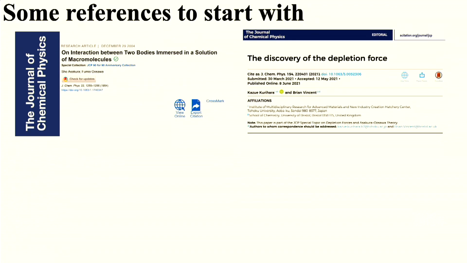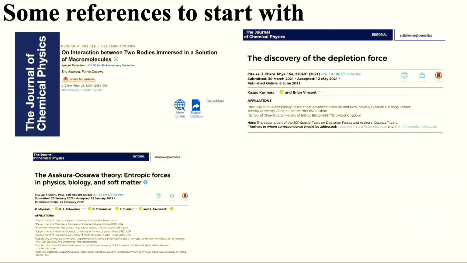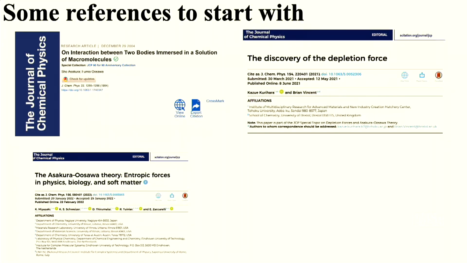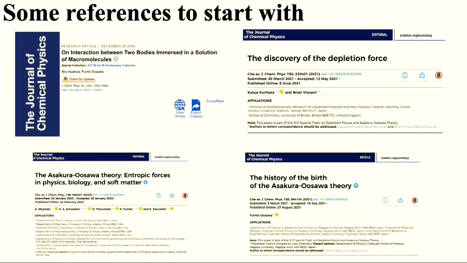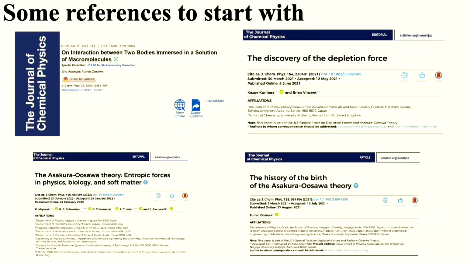If somebody wants to study this kind of thing, one can go to the very first paper, from 1954 by Oosawa himself in JCP, and then some very recent papers, such as the discovery of the depletion force. This paper is really nice; it has all the references of the work done from 1954 to 2021, what kind of experiments, simulations, and theory people have developed to study these things. This paper is also by Oosawa himself, from 2021, two years back. Here he also mentioned the history and how he came up with the idea.